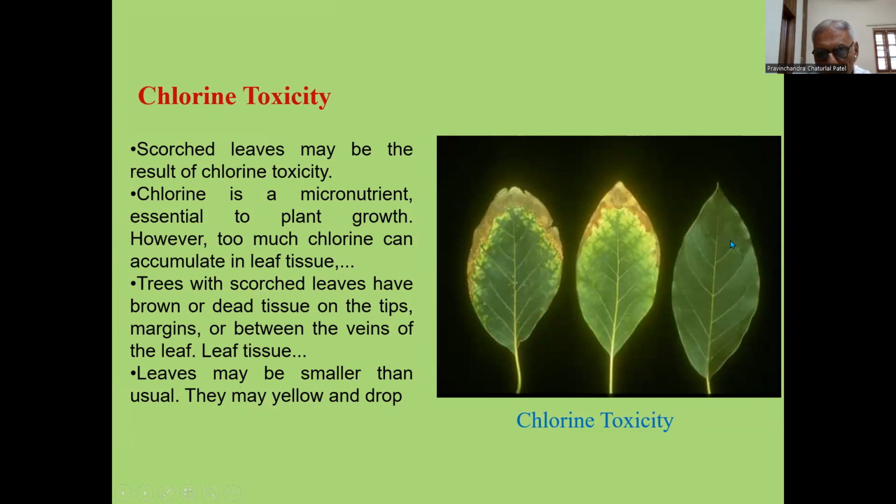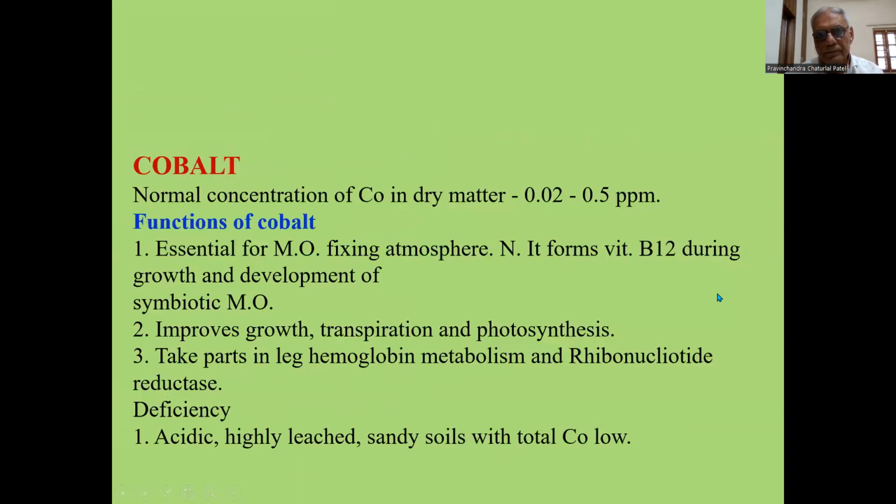So here is the healthy plant with chlorine, and here the toxicity. Toxicity is also harmful, and therefore balanced nutrition should be applied. Therefore we should carry out a soil analysis before sowing or planting of the crop. You can see the leaves may be yellow and drop. Eventually the leaf may drop, and then the plant is healthy again.